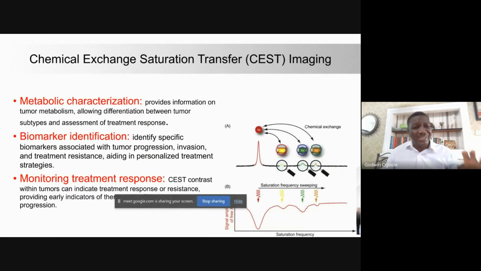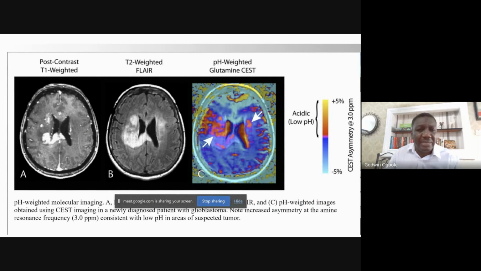It helps us to understand the metabolic characterizations of tumors. The information it provides helps us to understand tumor metabolism, differentiate one tumor from the other, and also subclassify tumors. It's very good for what we call biomarker identification. And it's usually associated with understanding tumor progression, the invasiveness of tumors, and how we can further personalize treatment in patients.